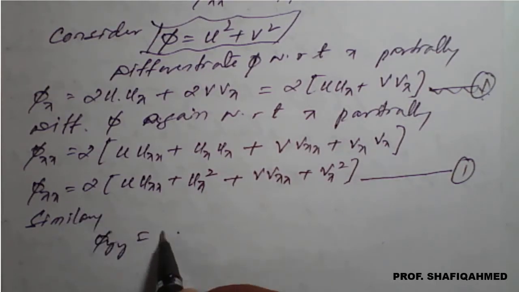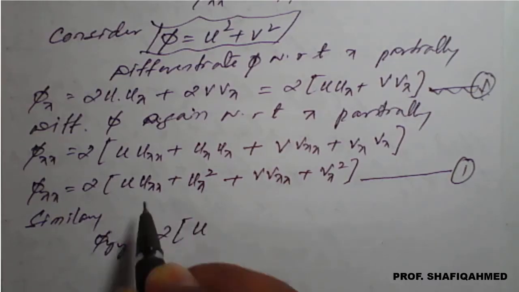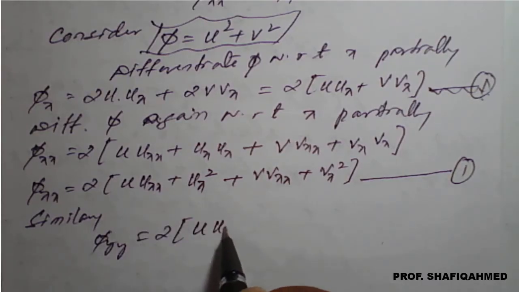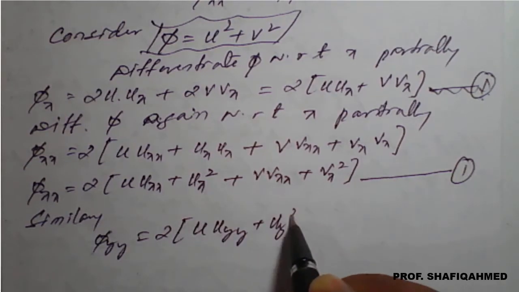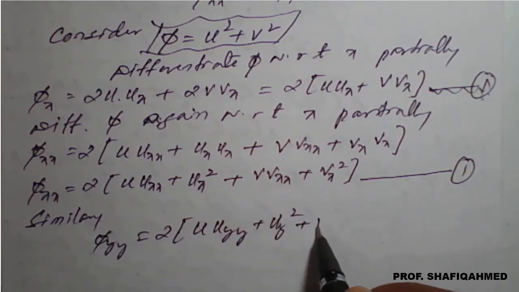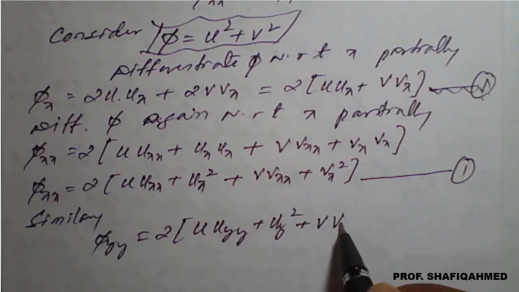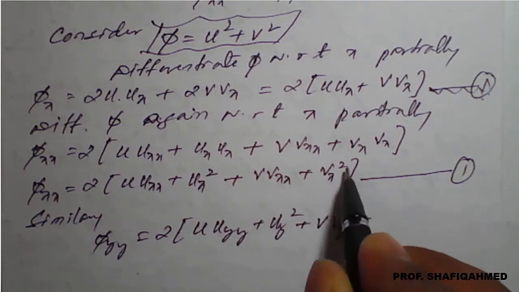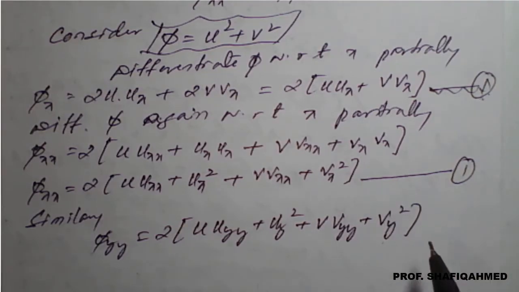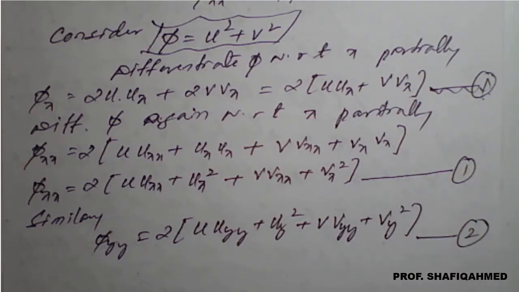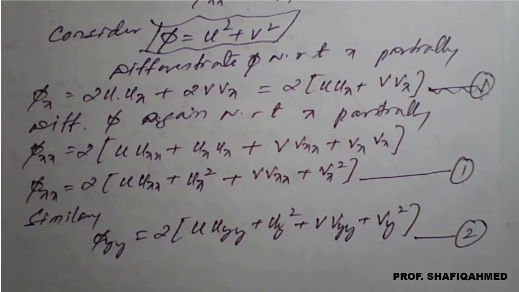So just see, 2 as it is, this u as it is, uxx will become uyy, plus ux square will become uy square, and plus v into vxx will become vyy, plus vx square will become vy square, because these are the symmetric function. So therefore we can write this one directly and give equation number 2. Now we have to go for adding 1 and 2.